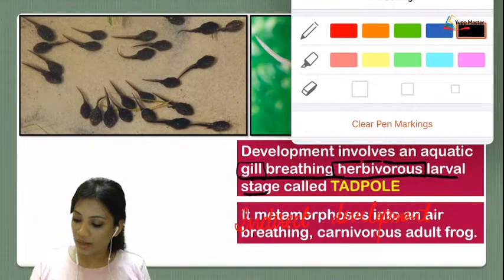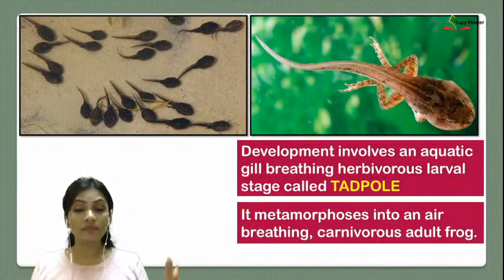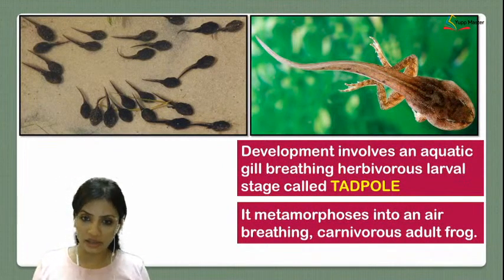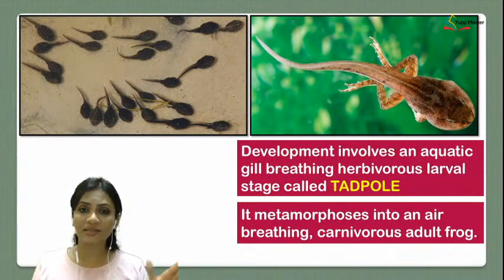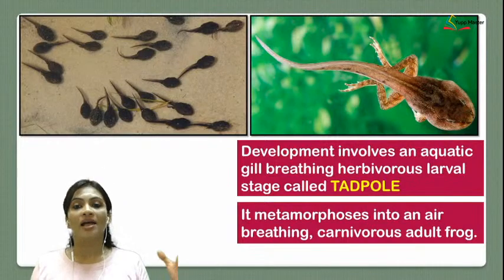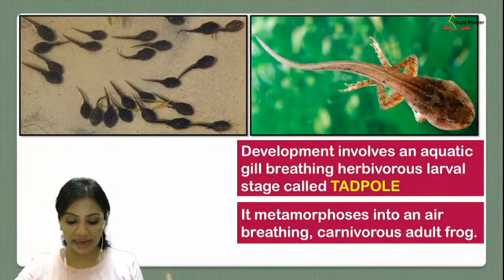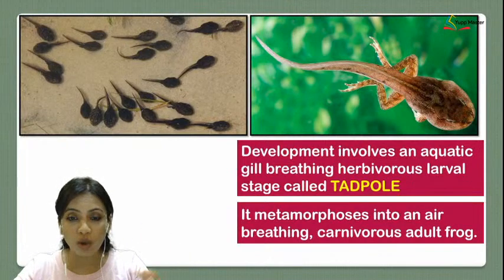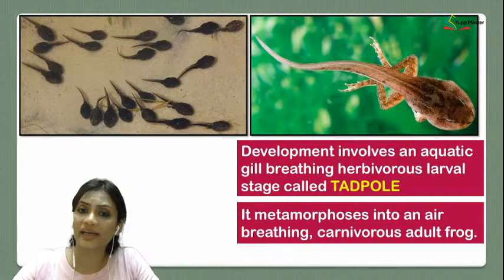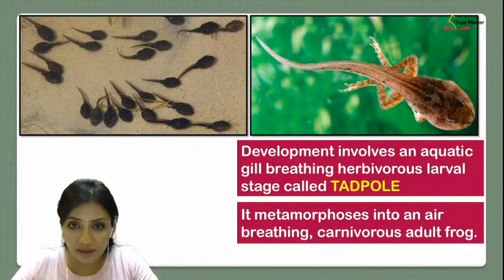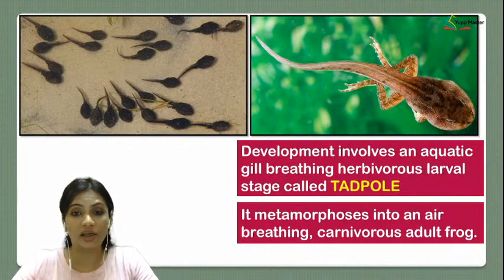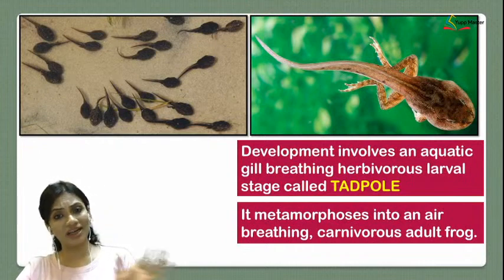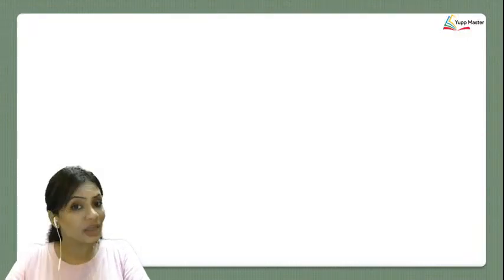Now, as that is a larva, whenever the larva develops into an adult, we call this metamorphosis. So the tadpole is going to undergo metamorphosis, and into what type of adult? Into an adult which breathes air, and also an adult which is completely carnivorous. So from a herbivore it is going to develop into a carnivore.